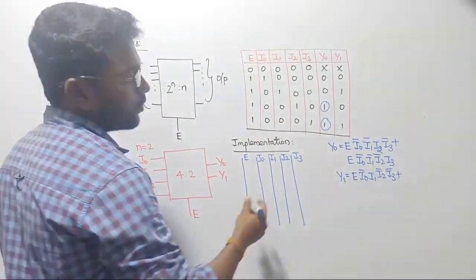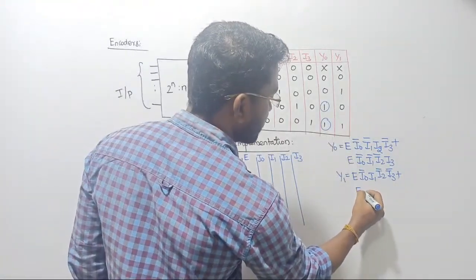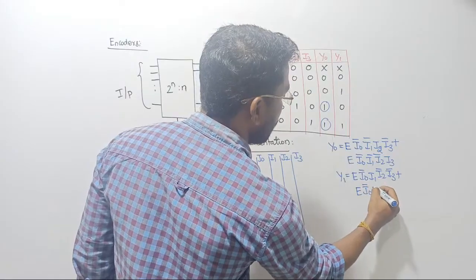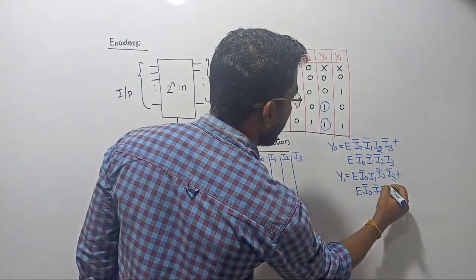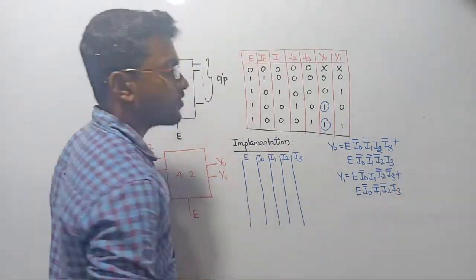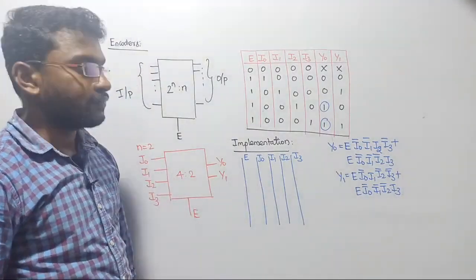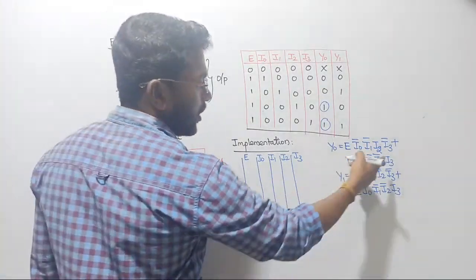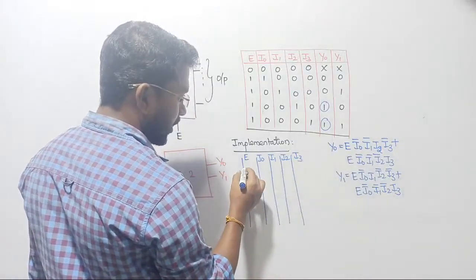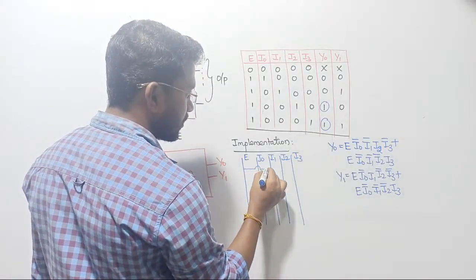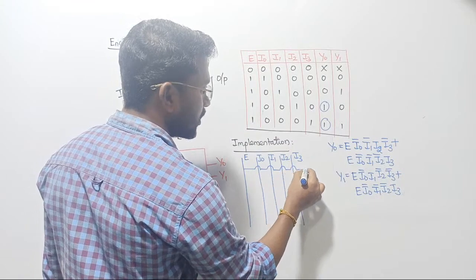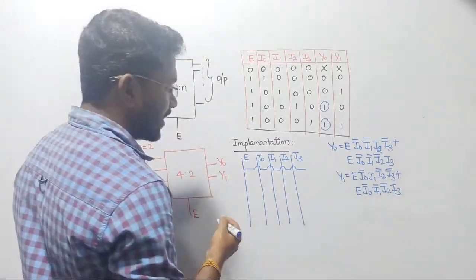Let us discuss the second minterm. Its corresponding value is the enable pin, and i0 I should take the complement, i1 I should take the complement, i2 I should take the complement, i3 no need, that is 1 only. Shall I implement them? You know how to do that one, right? So let me draw the i0 one. We should do one thing, that is the enable pin.